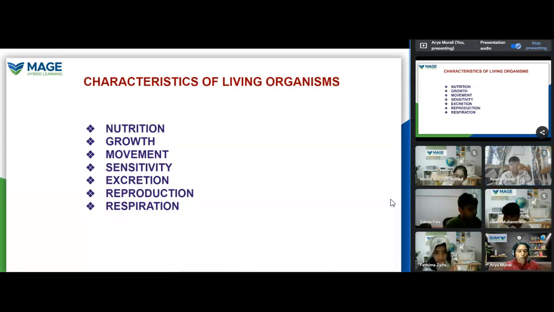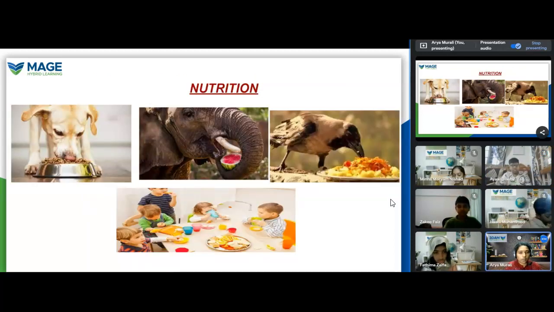Okay, fine. So you can see them one by one. What about nutrition? Nutrition means, come on, what is nutrition? Taking in food. We are taking in food, and that food gives us energy to work. That process is called nutrition.